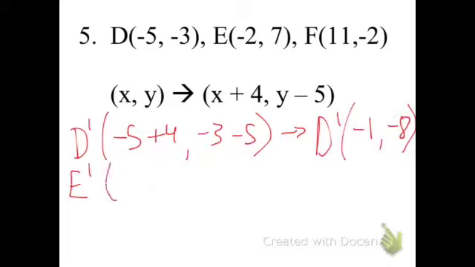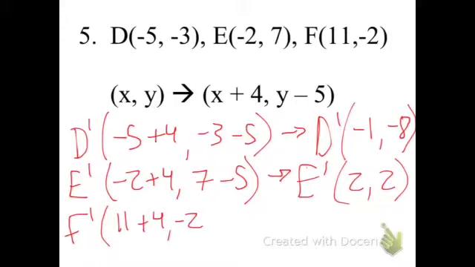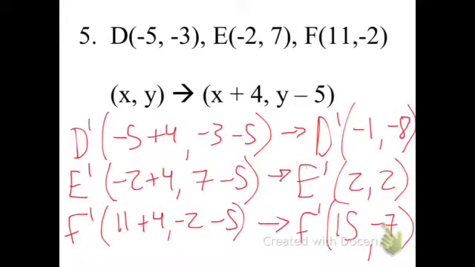E prime comes from E. X used to be negative 2. We need to add 4 to that. The y used to be 7. We need to subtract 5 from that. That's going to give you 2 for the x coordinate, and 2 for the y coordinate, and E prime is that. F prime is going to come from F. The x coordinate is 11. We need to add 4 to that. The y coordinate is negative 2. We need to subtract 5 from that. And so F prime is going to be at 15, negative 7. And those are those coordinates.